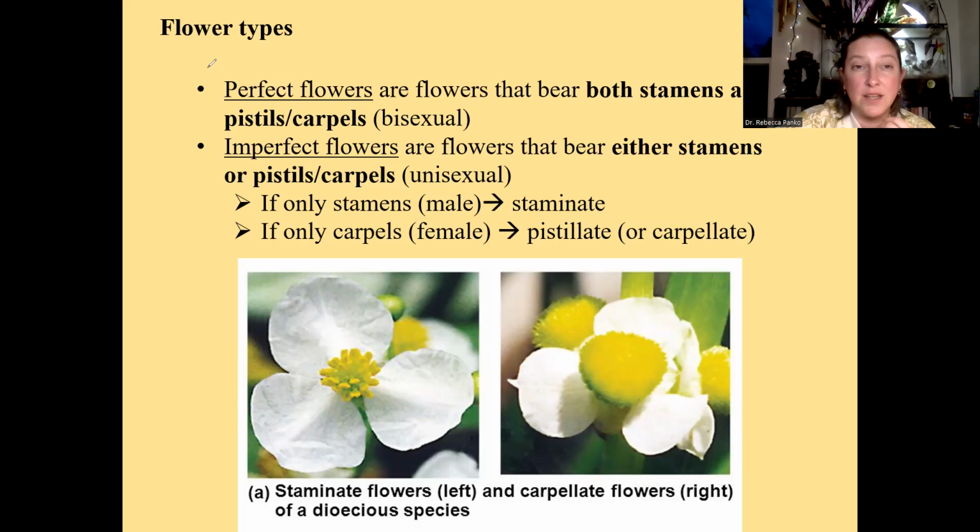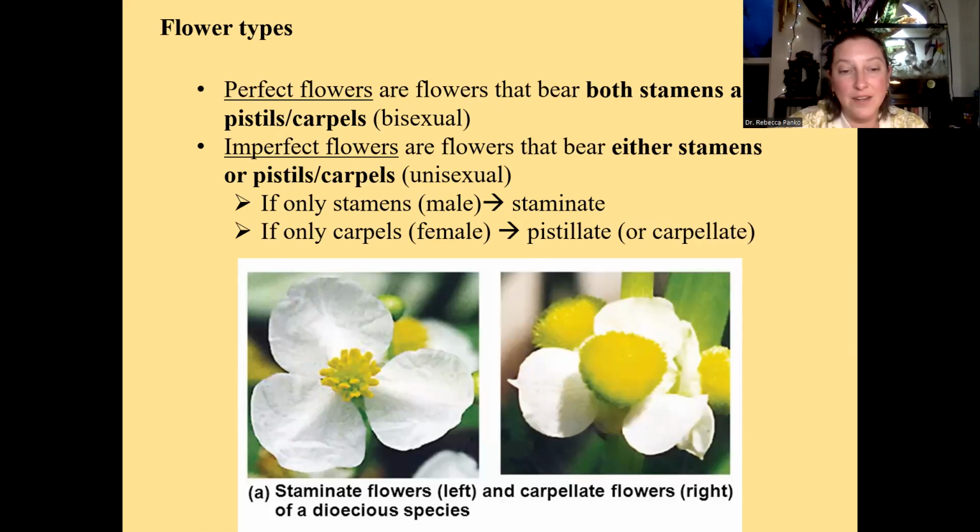And notice, just so you know, should I go into that right now? Yes, because it's the last slide. I know this is confusing, but bear with me here. So complete and incomplete refer to the whorls. Perfect and imperfect refer to sex structures.